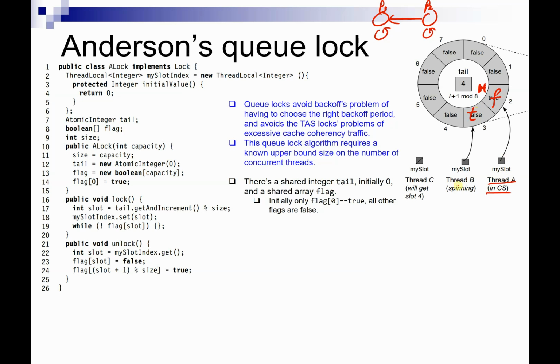Now let's say B is in the CS and this guy's done. Eventually B finishes, and then he's going to set his flag back to false, and he's going to set the next one to be true. So whoever's waiting after B can now get in.